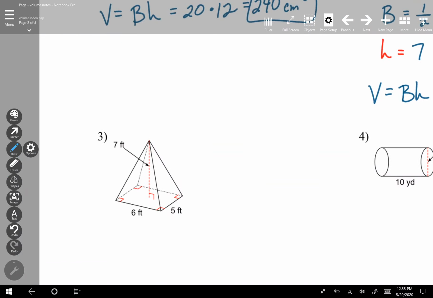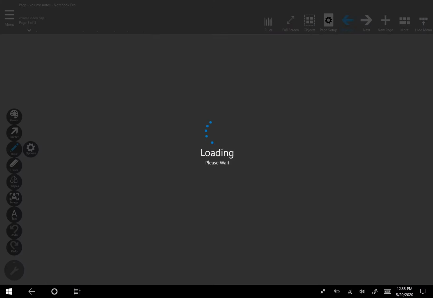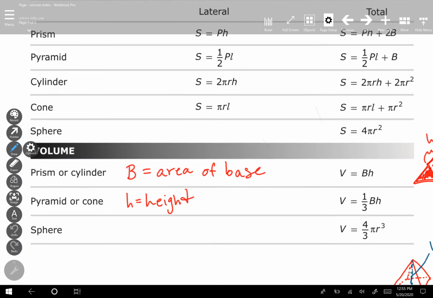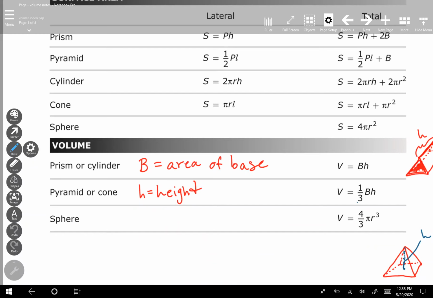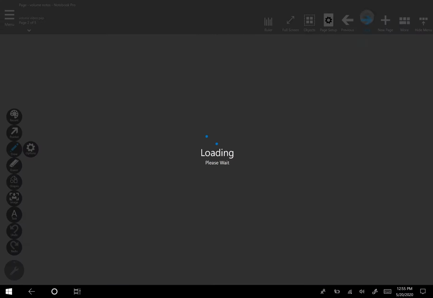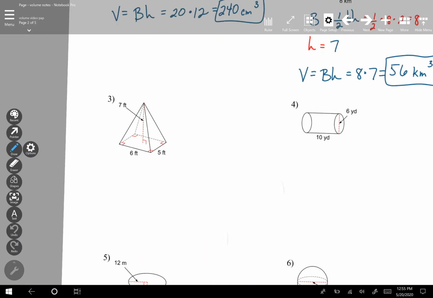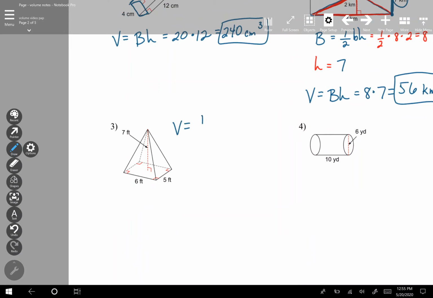Okay, next thing we have here. This is a pyramid. So let's hop back really quick. Go to our formula chart here. For a pyramid, the volume formula is 1/3 big B times H. So 1/3 times the area of the base times the height. So volume is 1/3 area of the base times the height. Okay, area of the base. Remember, the base of your pyramid, it's either a rectangle or a square, okay? Rectangle or square here, so we got that there.